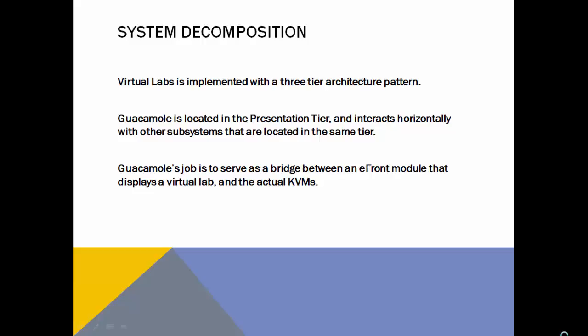Virtual Labs is implemented with a 3-tier architecture. Guacamole is in the presentation tier, interacting only with other subsystems in the same tier. Those are eFront and the KVMs.